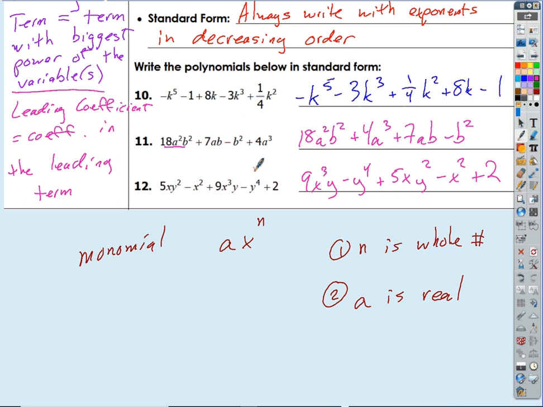What we're really interested in, in an Algebra 2 class, are useful polynomials to us, and those are going to be polynomials that have a single variable in them. So either all x's or all z's or all y's or something like that.